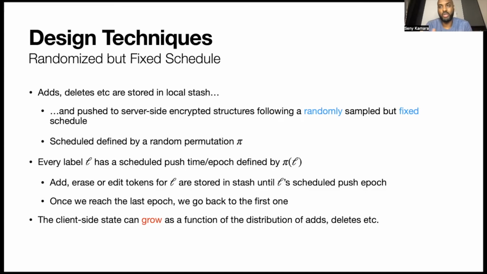And so, of course, because we have a stash, then it's client-side state. It can grow, and it's going to grow as a function of how the adds and the deletes are distributed. But in the paper we show bounds. We give upper bounds for different types of distributions.